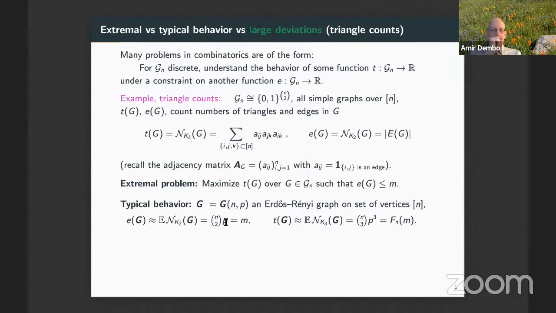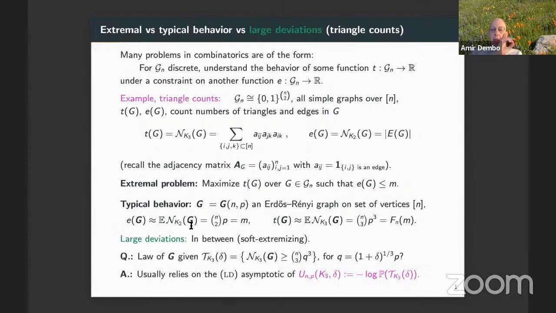I can isolate p out of this equation, plug it in the formula for the expectation of the number of triangles, and I know that typically the number of triangles will grow like some function of n and m, m being my constraint and n being the size of the graph. So that's the opposite of extremal behavior. I look at a typical behavior.